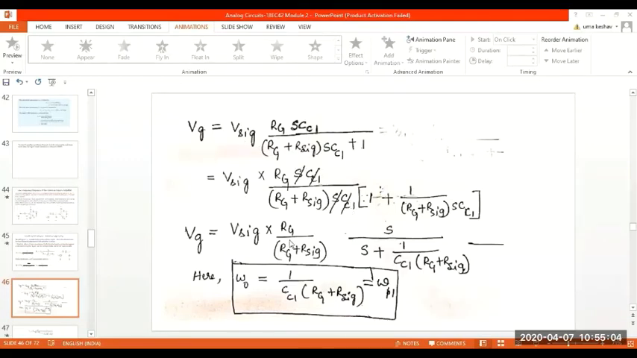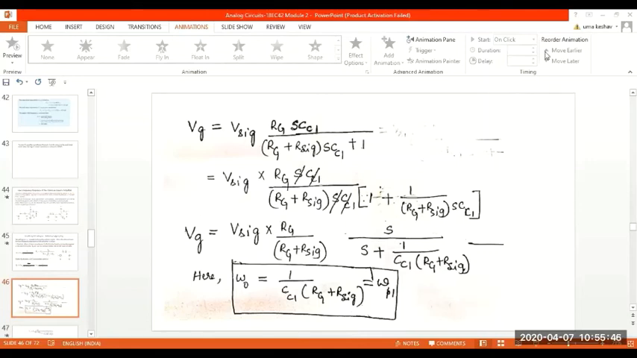S C1 cancels out here. So what is left outside here? VG is V sig into RG by RG plus R sig into S by S plus something. How did we have this S? I am removing S from here. If I remove S from here, I'll have S plus 1 by RG plus R sig into CC1. And that same S, when it goes to the numerator, it will be here. So multiply and divide with S, you get this. So finally, what have we shown here?